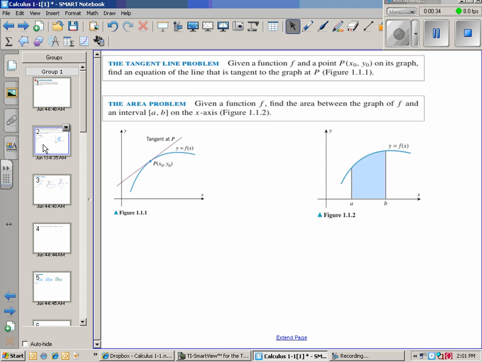All right, the tangent line problem is going to be where we spend the first half of the year, and those are going to have to do with a tangent line which touches a curve at exactly one and only one spot. And then the second one will be our integrals, and that's going to be an area problem, and so we're going to be looking at the area under a curve from one point to the next. So big ideas.